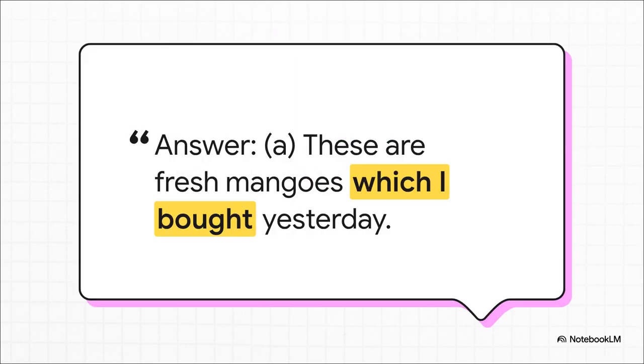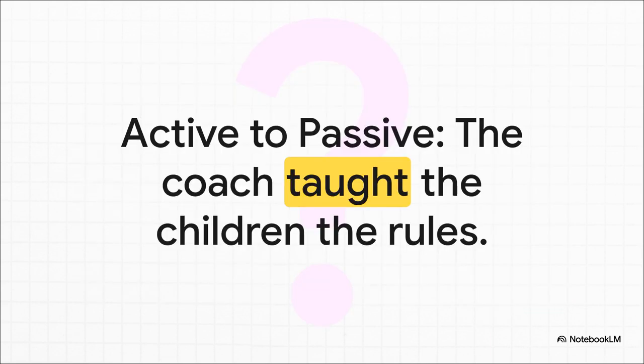And the correct answer is A. The cleanest, most elegant way to do it is with the relative pronoun which. These are fresh mangoes, which I bought yesterday. See how smoothly that connects the two ideas? Perfect.